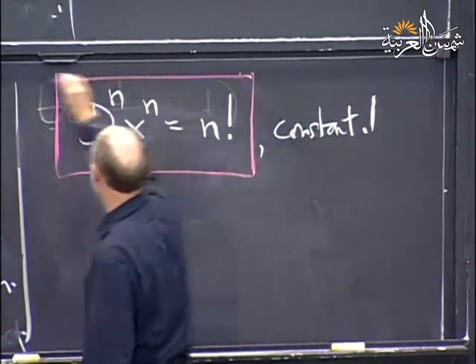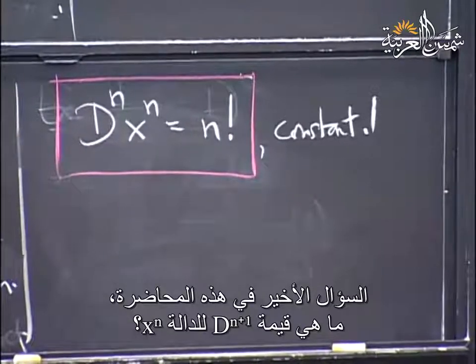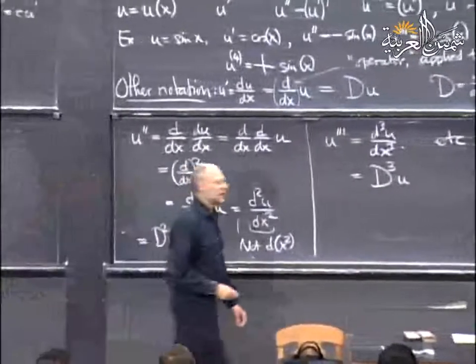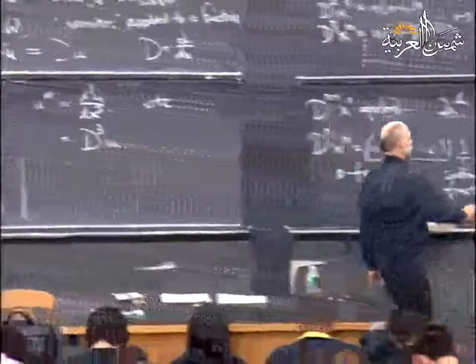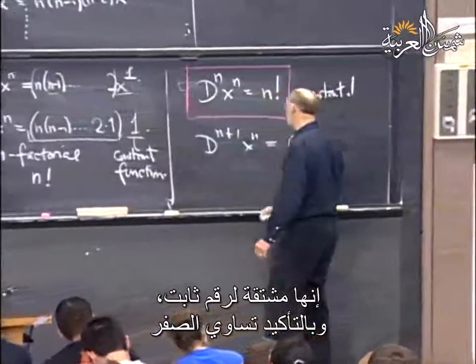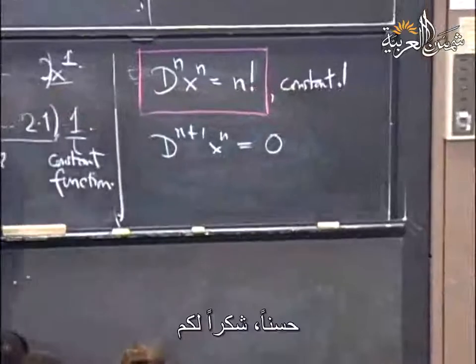Okay, that's a neat fact. Final question for the lecture is, what's D to the n plus 1 applied to x to the n? Ha! Excellent. It's the derivative of a constant, so it's 0. Okay, thank you.